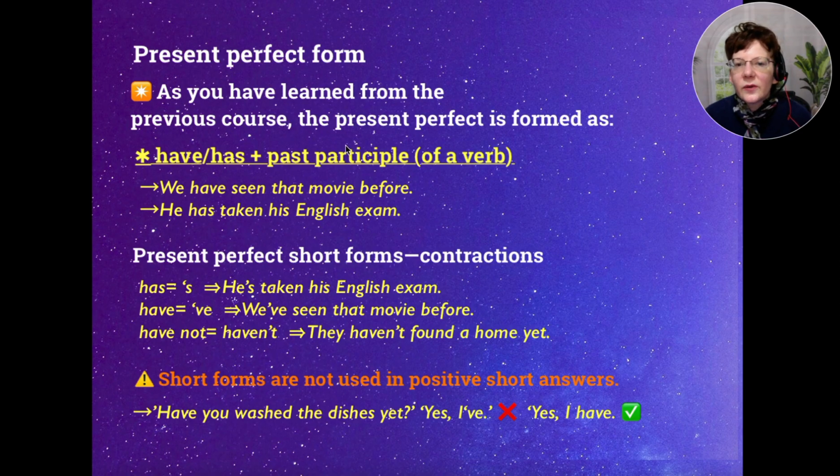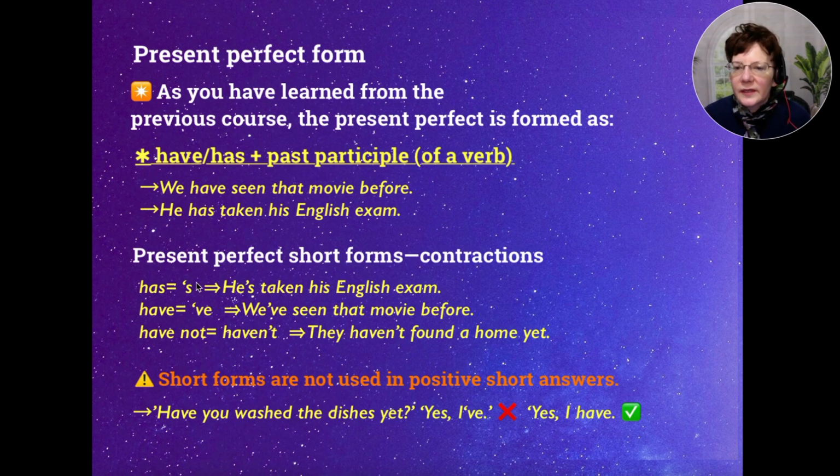As you have learned from a previous course, the present perfect is formed as follows. We've got have or has plus the past participle of a verb. So we'll see these. We have seen that movie before. Or he has taken his English exam.